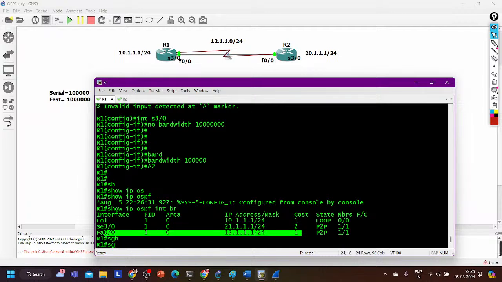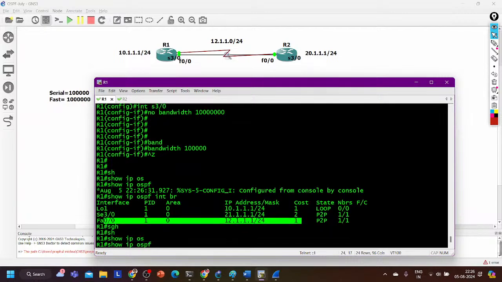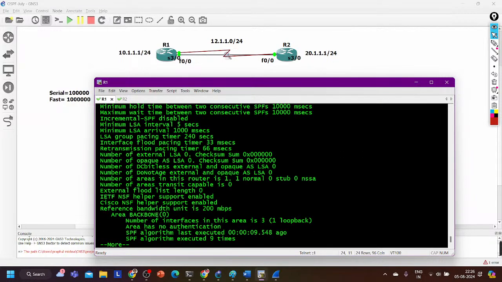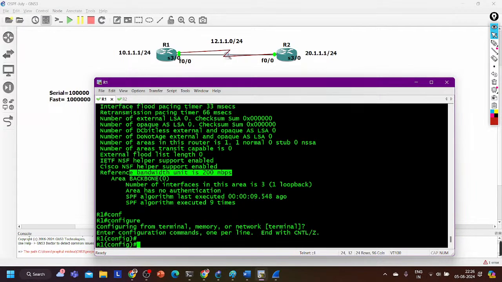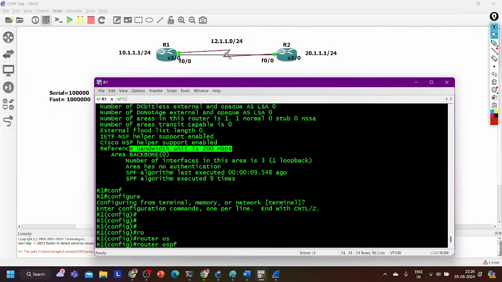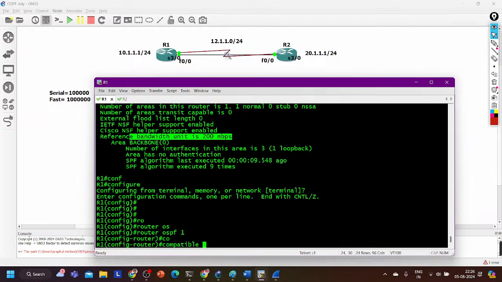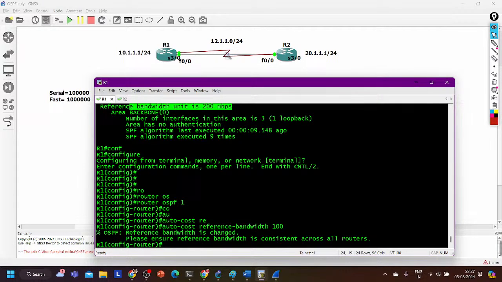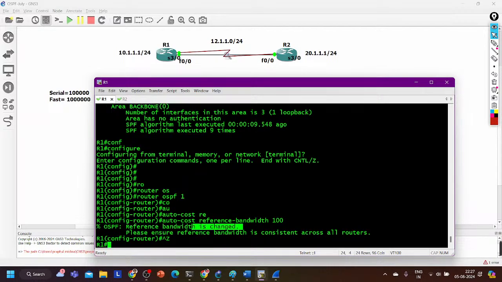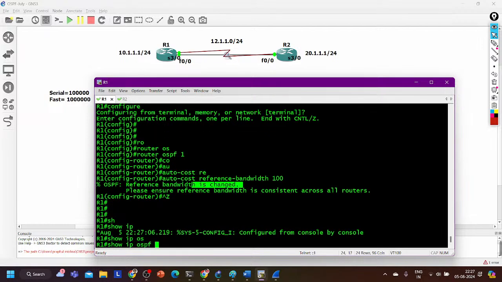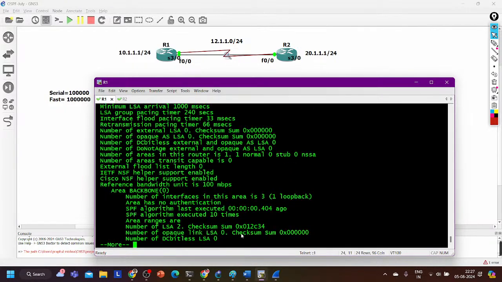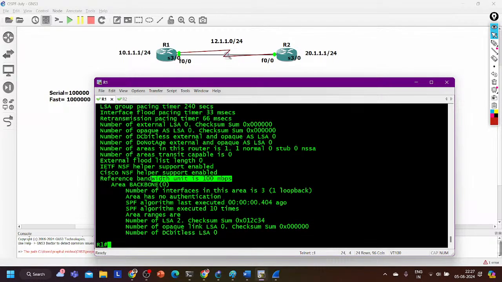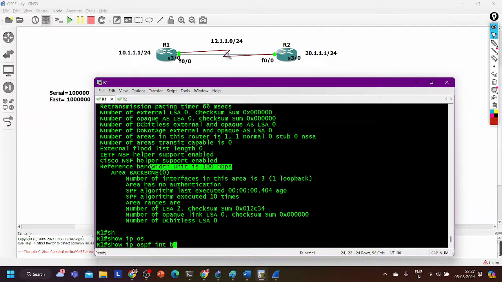So show IP OSPF, because reference bandwidth is by default 100. Now I am going to set reference bandwidth 100 here. Router OSPF 1 and say auto-cost reference-bandwidth, default is 100, right? See, reference bandwidth is changed. So show IP OSPF, now reference bandwidth is default 100, correct?